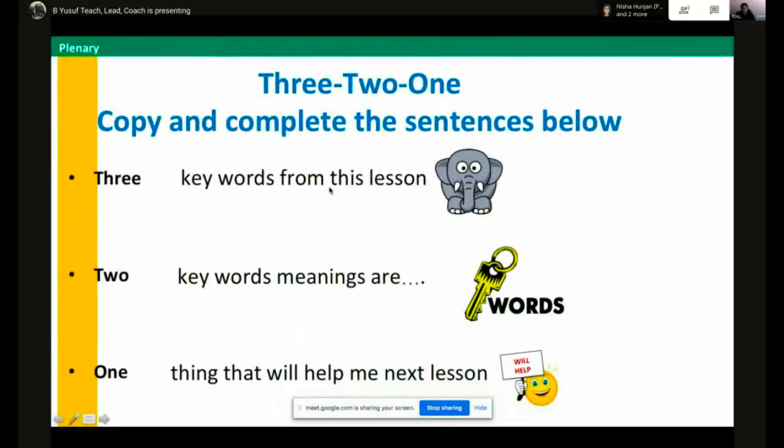So quickly wrap up. What are the 3 key words from this lesson that you think are most important? From those 3 key words, what do 2 of those words mean? And what is one thing that will help you next lesson?